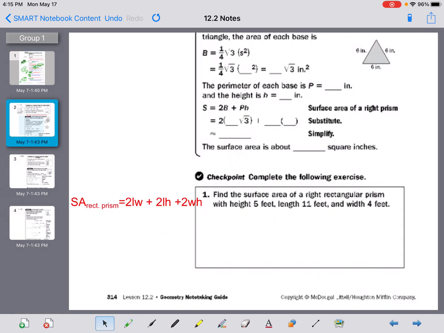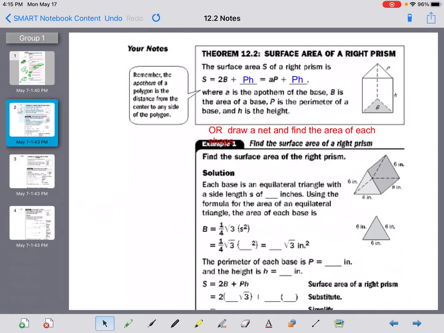All right, page 2. Sometimes it's easier to just do this and show more of it than just go through the definitions. Okay, so the surface area of a right prism is 2 times the big B plus P times H, okay? Or it says A times big P plus P times H. All right, this is what we have to think of. What we have are 2 bases, okay? So whatever the shape is of those bases, we need to find their area and double it, okay?